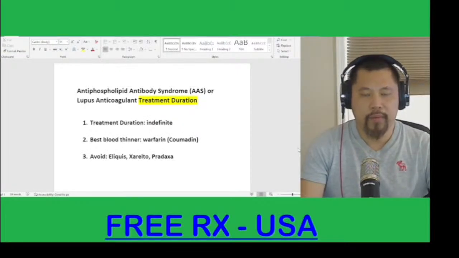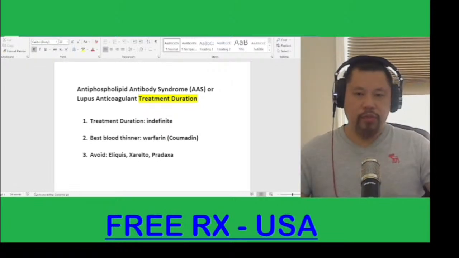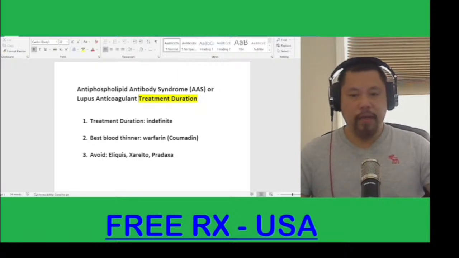Antiphospholipid antibody syndrome, APS, or lupus anticoagulant. Treatment duration. Antiphospholipid syndrome or lupus anticoagulant is one of the hypercoagulable states. People who have lupus may have antiphospholipid antibody syndrome. This is a blood clot disorder, so they may have blood clots in their leg.